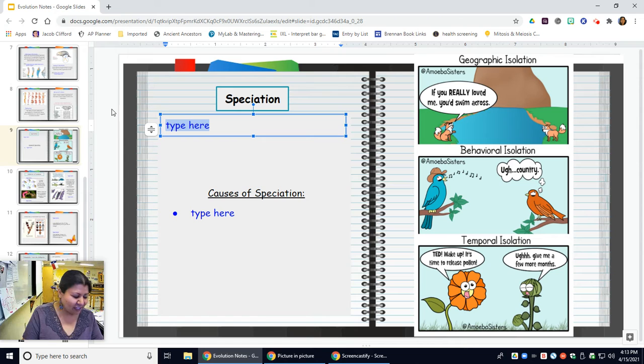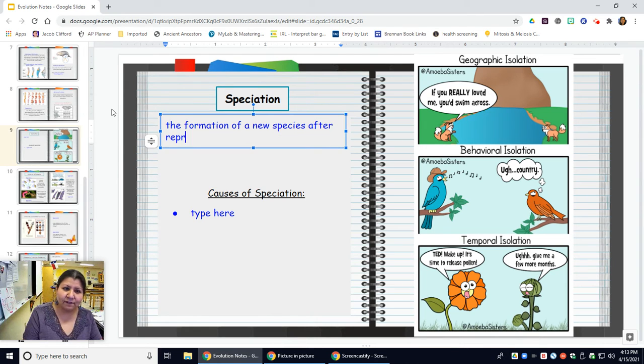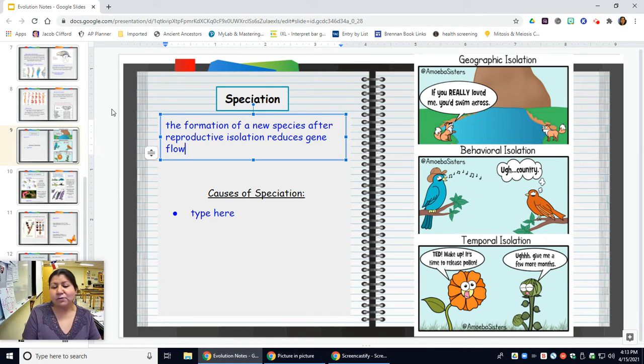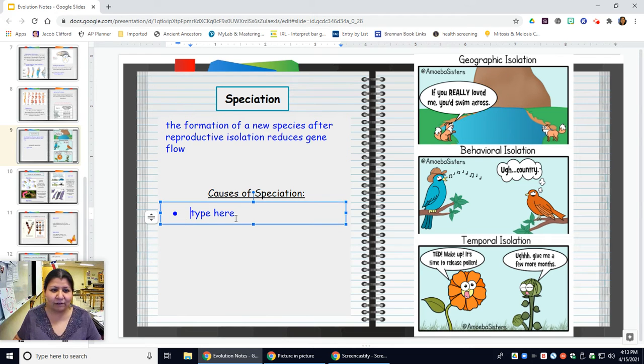So speciation. Speciation is the formation of new species after reproductive isolation reduces gene flow. So without gene flow, you're not going to have any genetic variation. So from there, you have your own separate species. We have several different causes for this. We could have geographic isolation. And most of these are pretty straightforward.